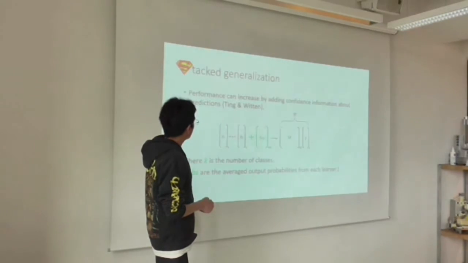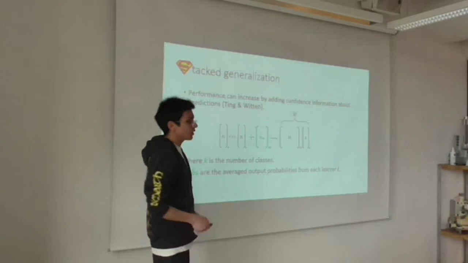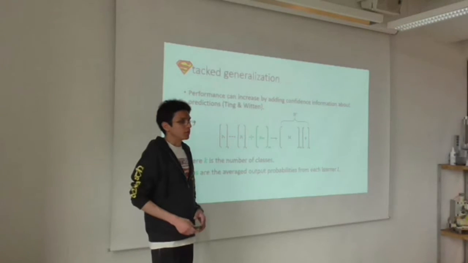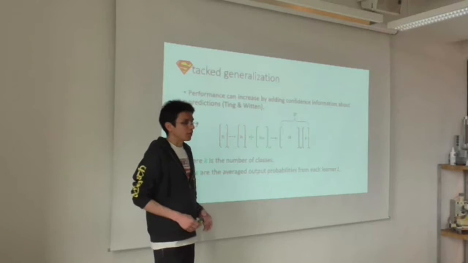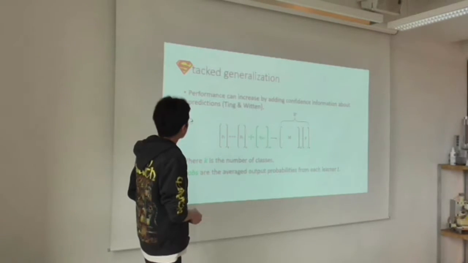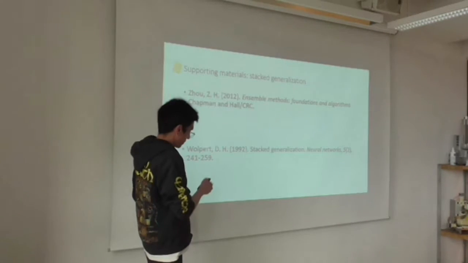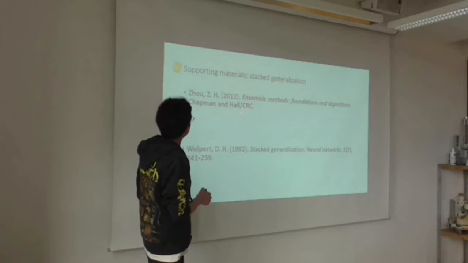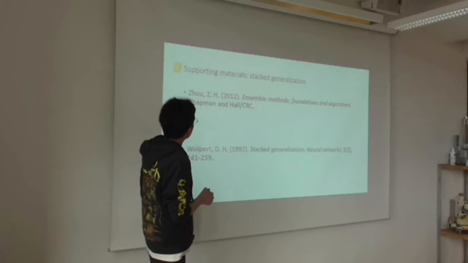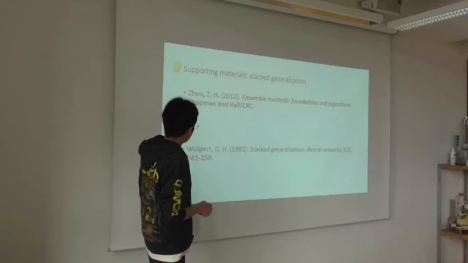And this method is general, so this is the basic idea, so you can apply it even to decision trees or naive Bayes, even if they are not connectionist algorithms. And these are two useful resources if you want to learn more about stacked generalization. This is a book called Ensemble Methods. And this is the original paper from Wolpert that explains the whole idea.